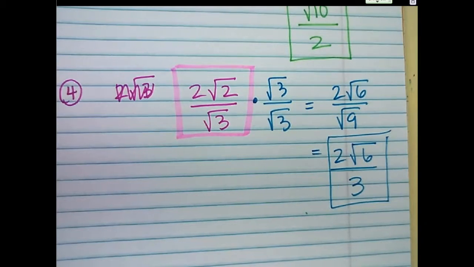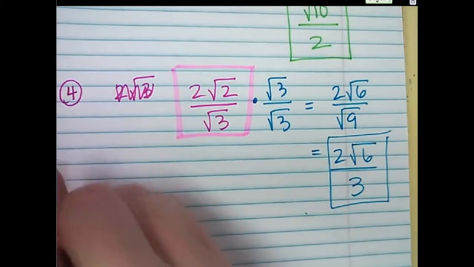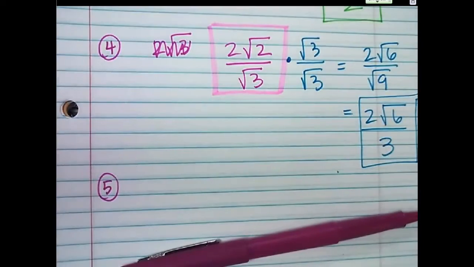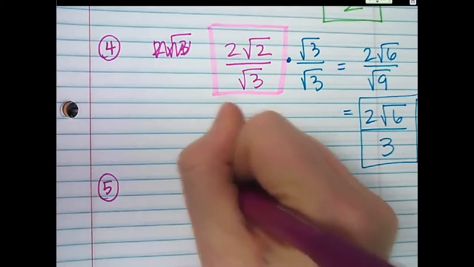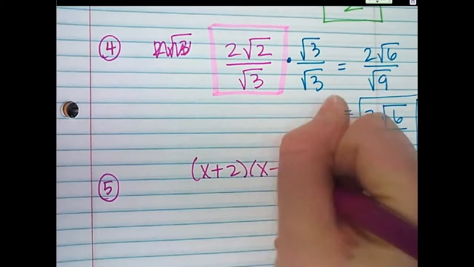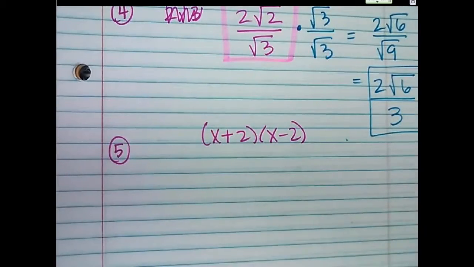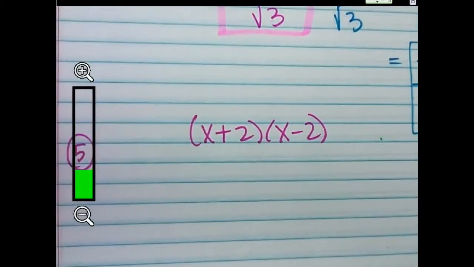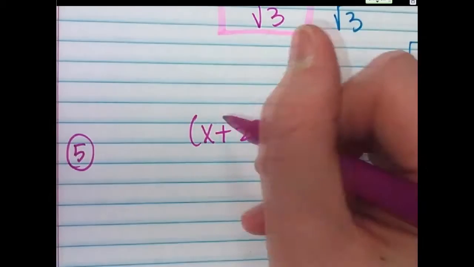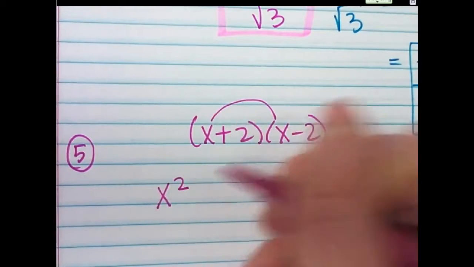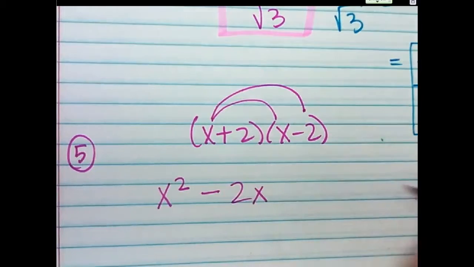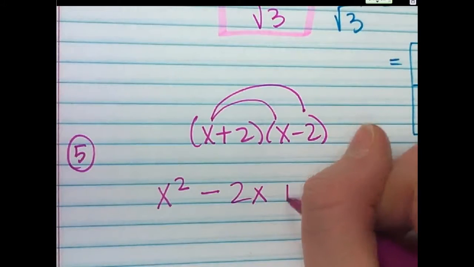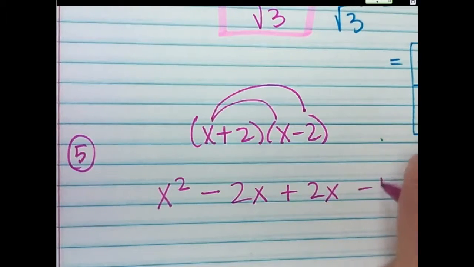All right, number 5. Okay, so this one we're gonna get a little bit different. Before I do number 5, let me do this with you. If I give you x plus 2, x minus 2, and I say, let's FOIL this, you would do what? Distribute, so I would get x squared minus 2x, and then what? Plus 2x. Plus 2x minus 4.